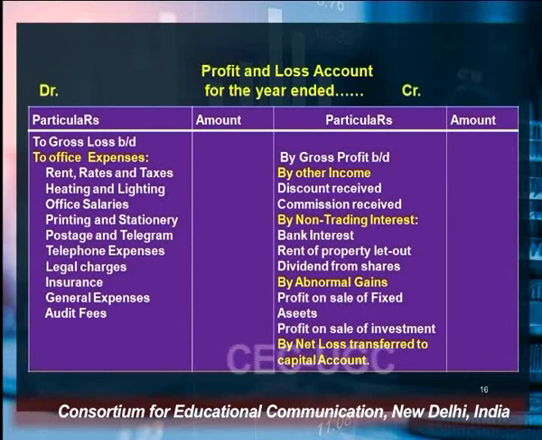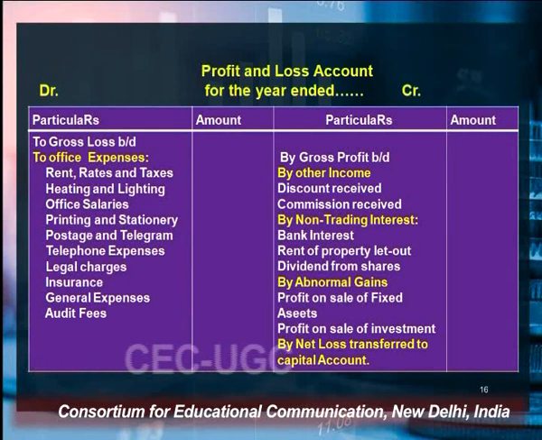There are two types of expenses, direct expenses and indirect expenses. Direct expenses, which are directly related to production, are shown in the trading account, whereas indirect expenses, which are not directly related to production but are necessary, are shown in the profit and loss account. We generally classify these indirect expenses into several heads, like office expenses, selling and distribution expenses, financing expenses and miscellaneous expenses.